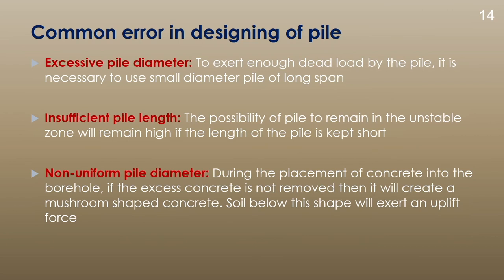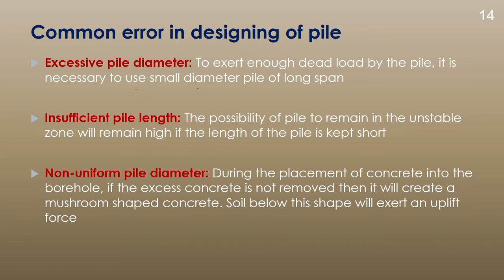When we design a pile, we make some common errors which we should avoid. First one is, we go for an excessive pile diameter. As I told you, one of the methods to counterbalance the swelling pressure is to increase the load. So in that case, we increase the diameter to get enough dead load to counteract the swelling pressure. But this is not always economical.